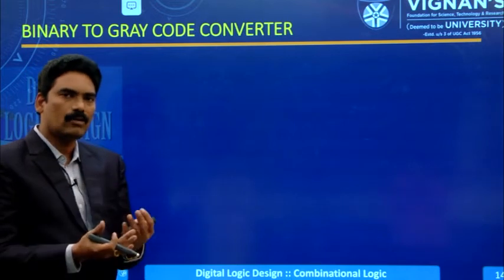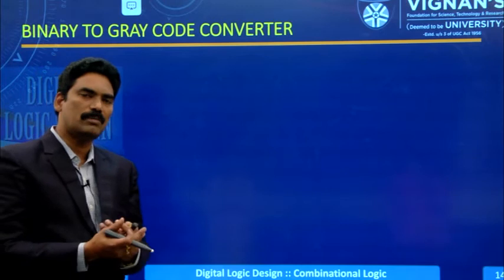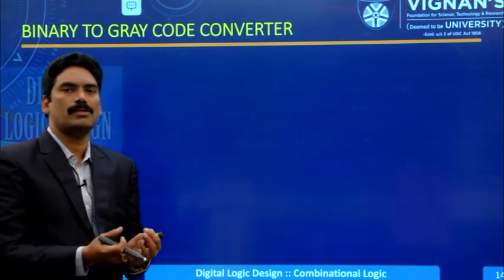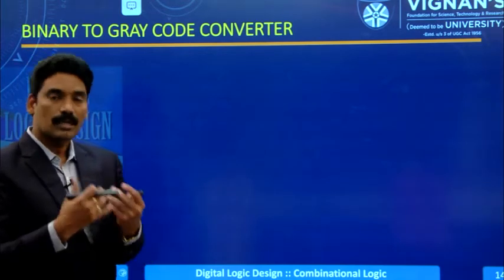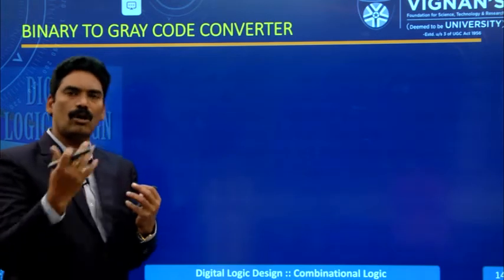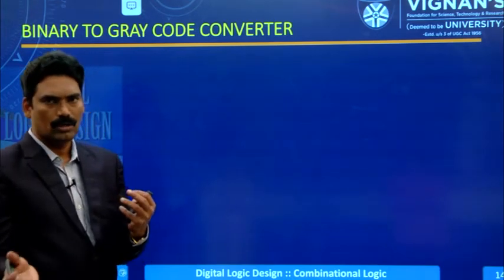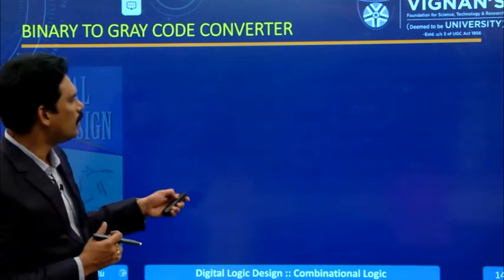So, what is the binary code for that one, and what is the corresponding gray code? How many input variables are there? 4 input variables and 4 output variables are there. First of all, what do we have to do? We have to draw the truth table for that. The truth table is this one.